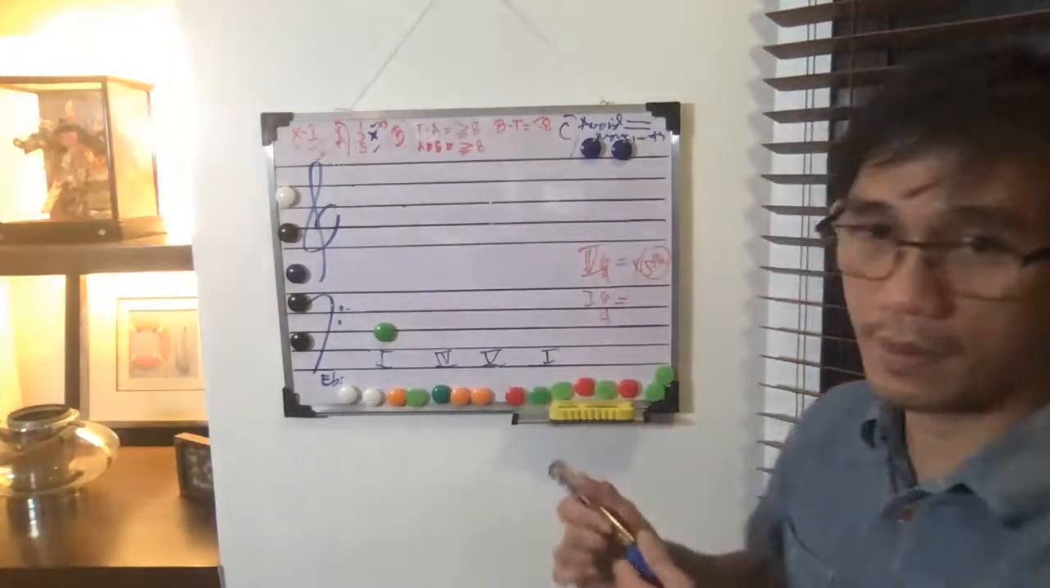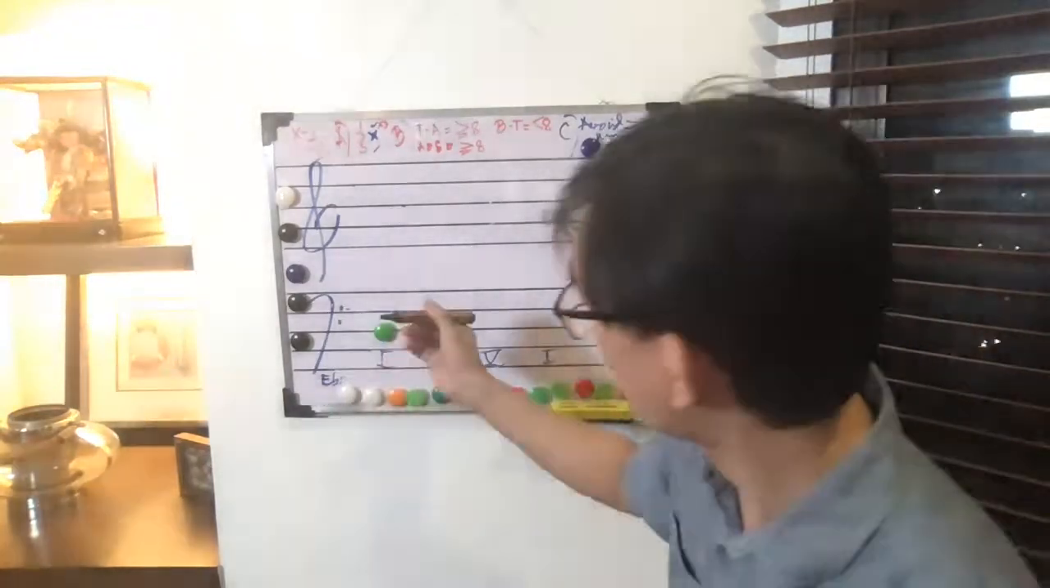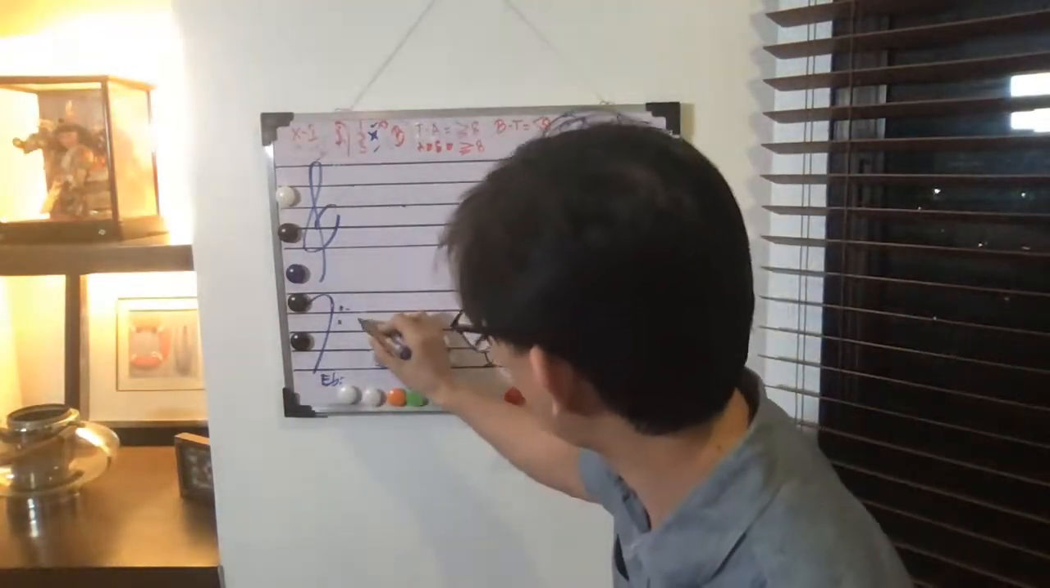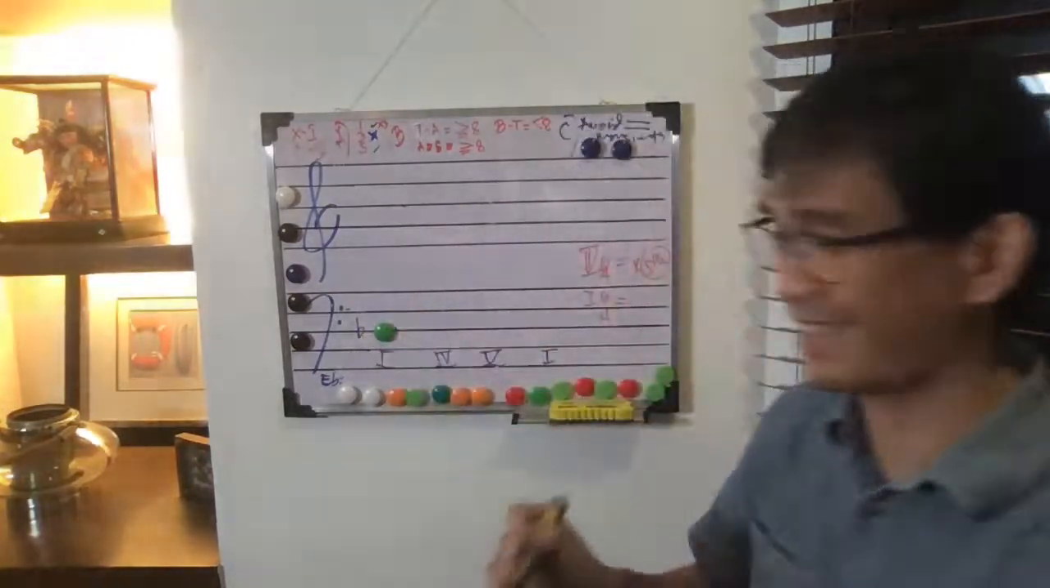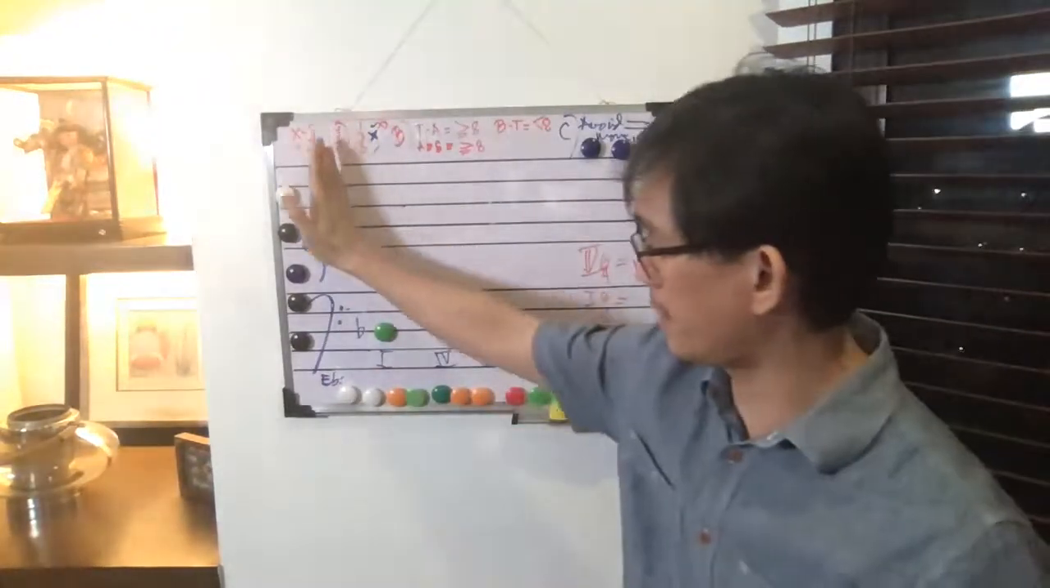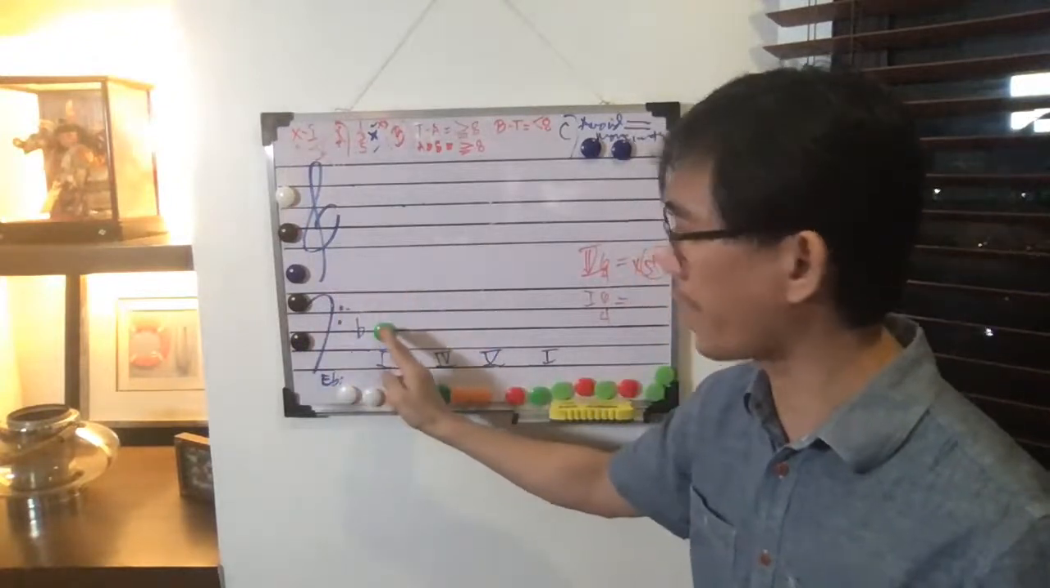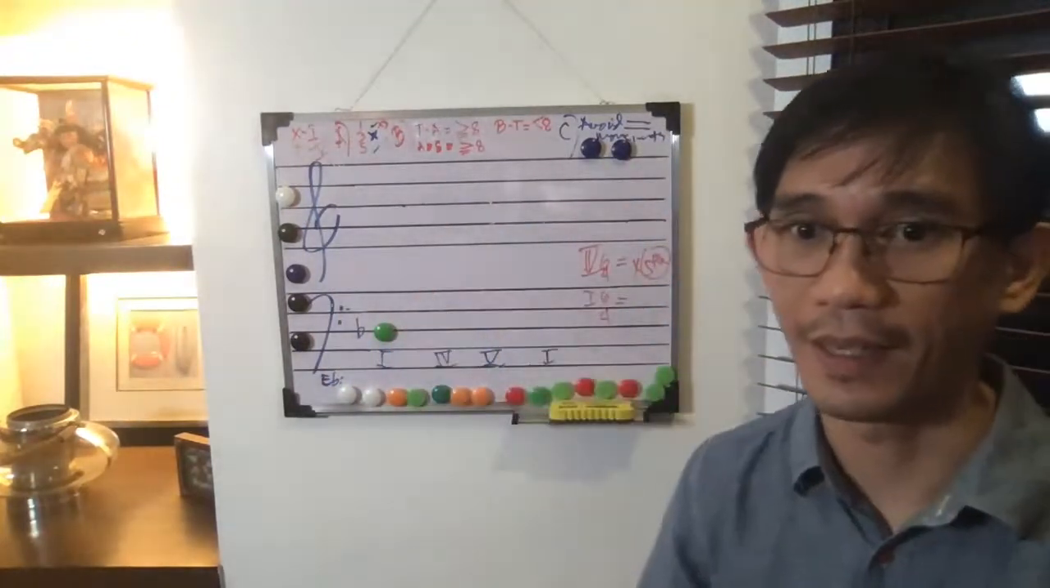Do not write the key signature. I want to see how you deal with the flats. Do not write the key signature, but supply all the accidentals. Okay?